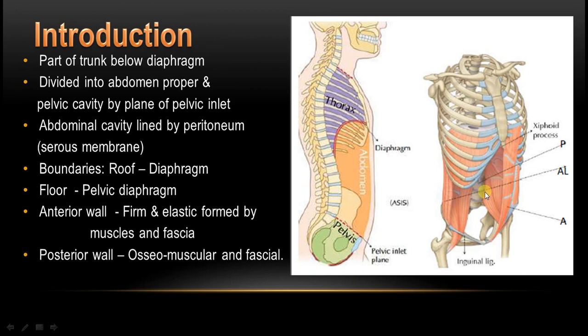The anterior wall is firm, elastic, and musculofascial, made up of muscles, fascia and aponeurosis. The posterior wall is again muscular, and you also have fascia, but in the midline what you have is the vertebra. So naturally a skeletal component is also present in the posterior abdominal wall. In this diagram you are able to see the anterior wall on one side. Here the anterior wall is removed so that you view the posterior wall.